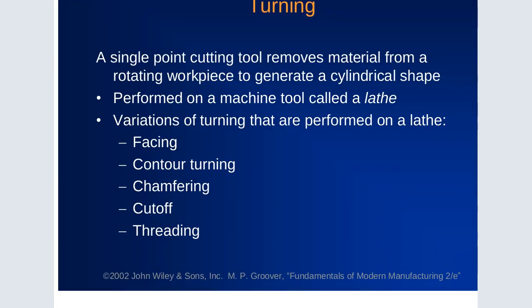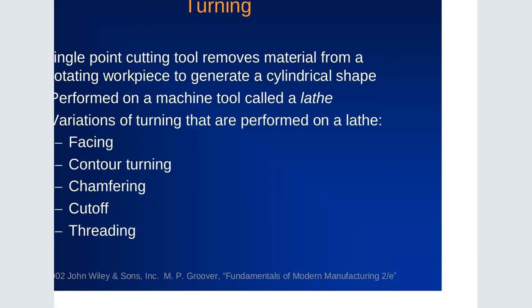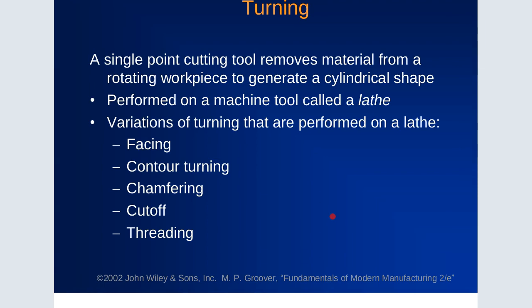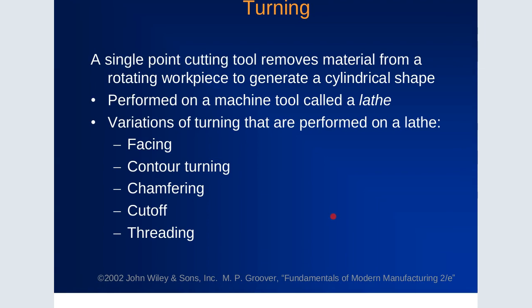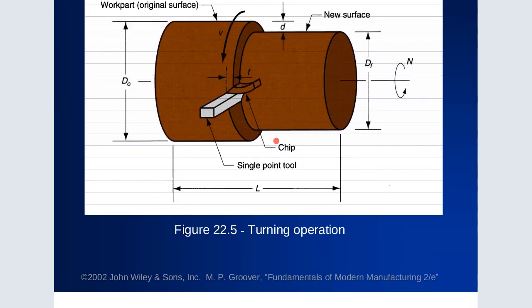Now, turning. What is turning? A single point cutting tool removes material from a rotating workpiece to generate a cylindrical shape, performed on a machine tool called a lathe. Variations of turning that are performed on a lathe are facing, contour turning, chamfering, cutoff, and threading. You can see them. And then the turning operations are there.